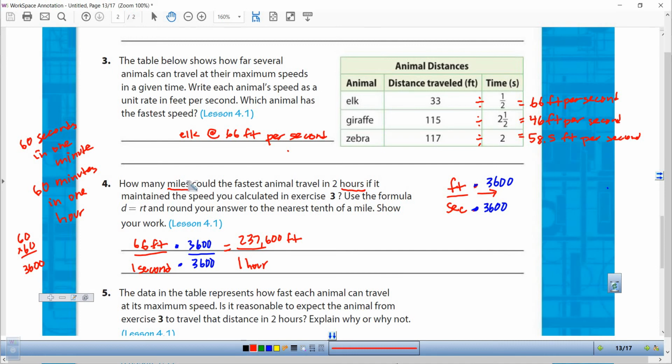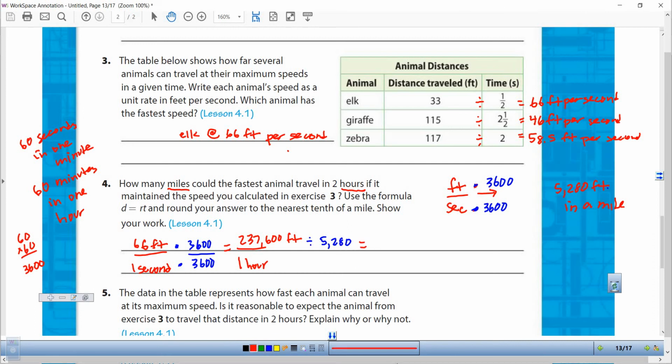But they don't want feet, they want miles, right? Oh my goodness, this problem is crazy. Well, how many miles per hour? Well, there are 5,280 feet in a mile. So even though he's going 237,600 feet, that's feet, not miles. So now what do I have to do? Now I have to divide that by 5,280. All right, and that will tell me how many miles it is.